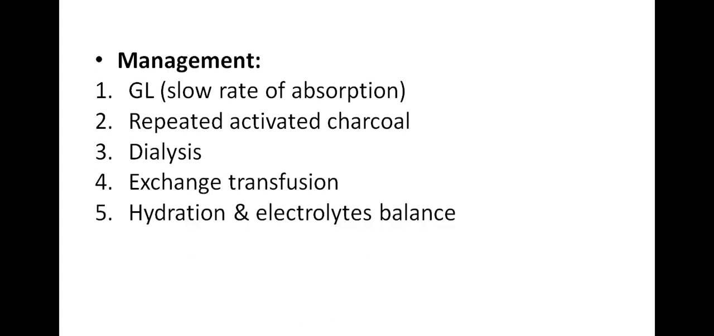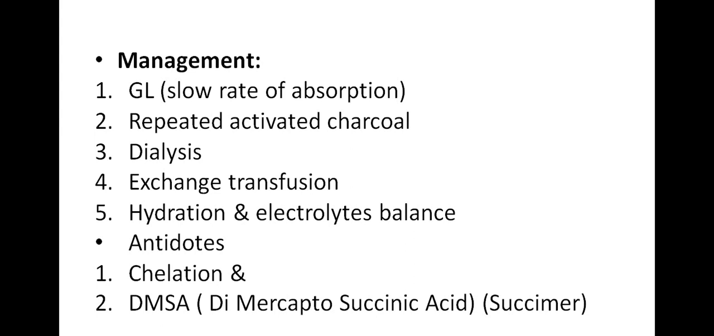Beside that hydration and electrolyte balance is seen. Hydration बहुत ज़्यादा ज़रूरी है. Because of electrolyte balance, dehydration जब होती है तो उसकी वजह से उसको ठीक करना ज़रूरी है. Antidotes which can be given is chelated agent देते हैं जैसे DMSA, dimercaptosuccinic acid or succimer, that can be used as an antidote. What are the sign and symptoms?